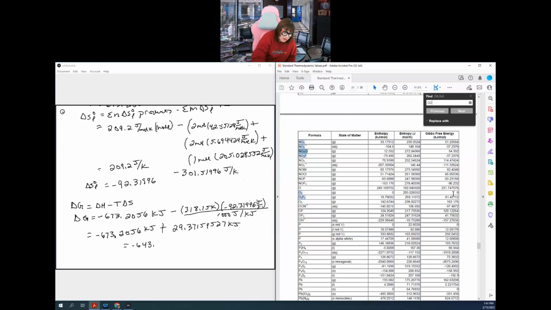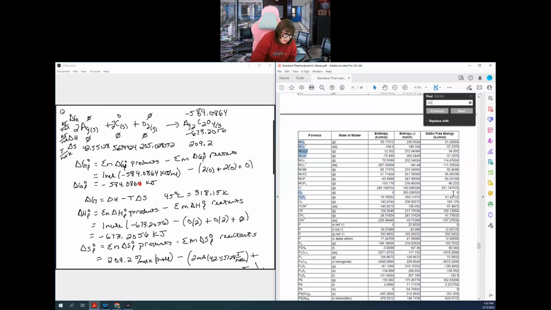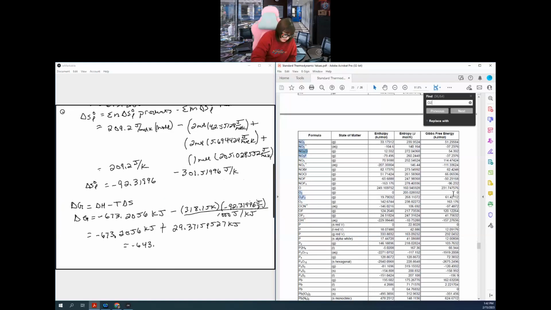And I see that most of my numbers, looking at them, have 4 decimal places. Well, 1, 2, 3, 4, 5. 1, 2, 3, 4, 5, 6. But that one only has 1. Okay. Come on. I'm going to leave it with 5 significant figures. And again, I'm not overly concerned about the sig figs at this point. And that's in kilojoules. So that's my negative 643.83.